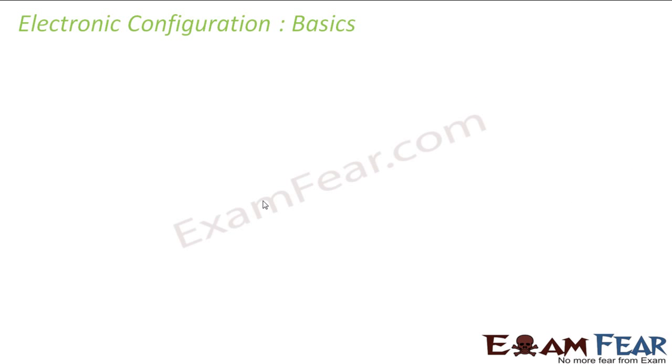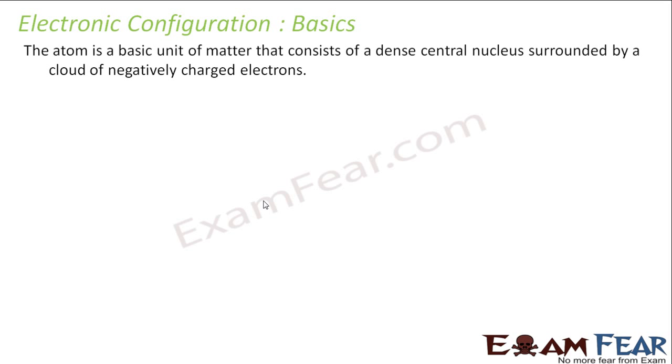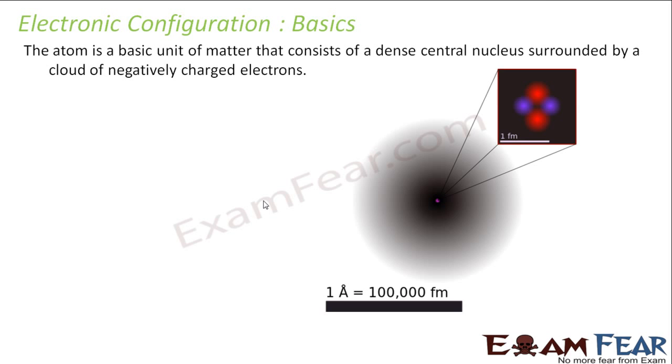Start with the electronic configurations of these metals. But now since we are deep into the electron level, atom level, let's do a recap on some of the basics of the atoms, electronic configuration. See, the atom is the basic unit of matter. It is a very dense central nucleus surrounded by a cloud of negatively charged electrons. This is something we have seen. This is how an atom looks.